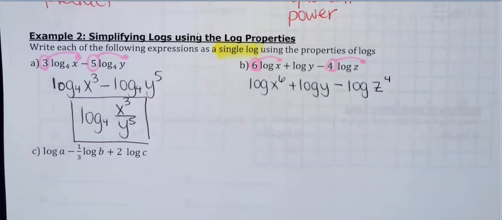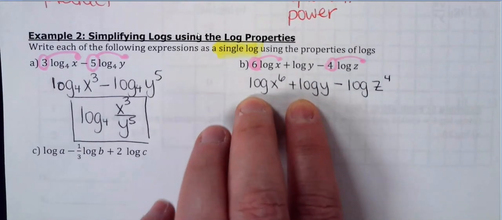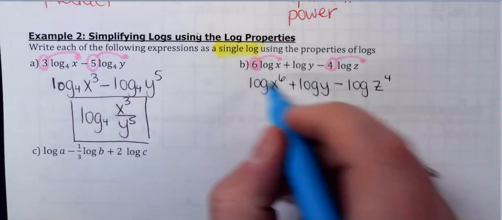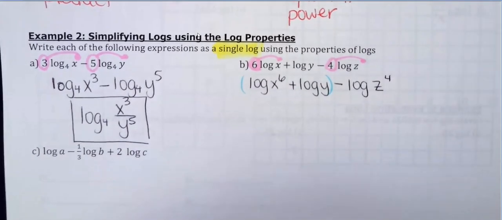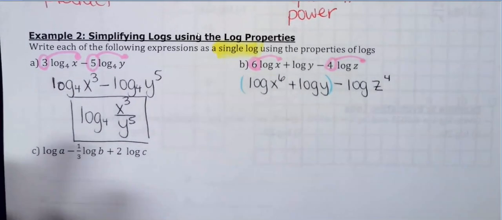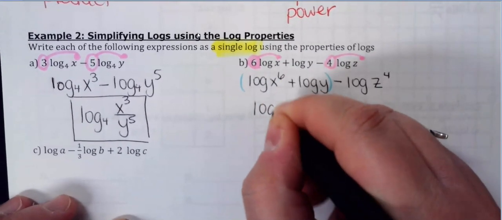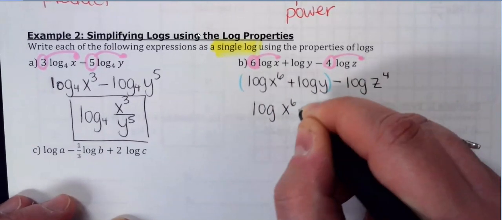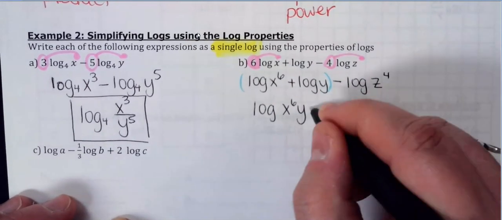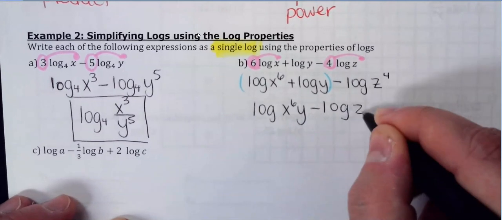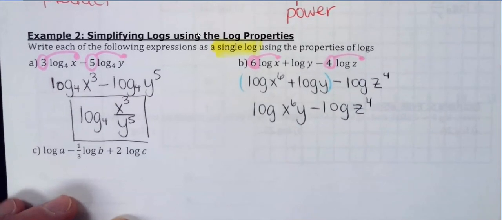Now this is important. If you've got 3, 4, 5 logarithms, like I do have 3 here, you have to apply the properties as you read them from left to right. So this one is taking the log of x to the 6th plus the log of y. First I would put those together. If it's addition, it squishes together with multiplication. And then I have that minus log of z to the 4th. Okay, now here's the deal.